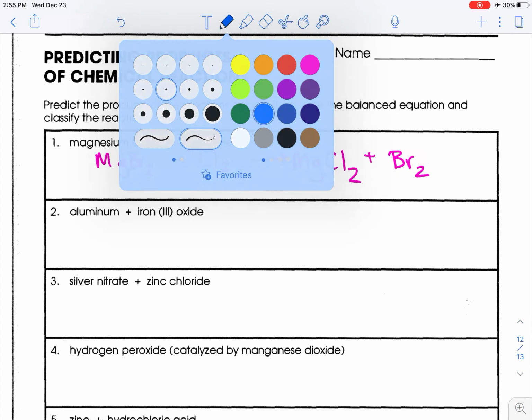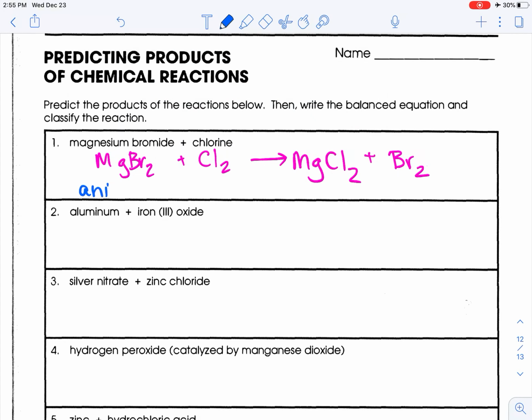So then, this is an anionic single replacement. Now, if you have not learned anionic versus cationic single replacement, don't worry about it. If all you say is single replacement, that'll be fine.